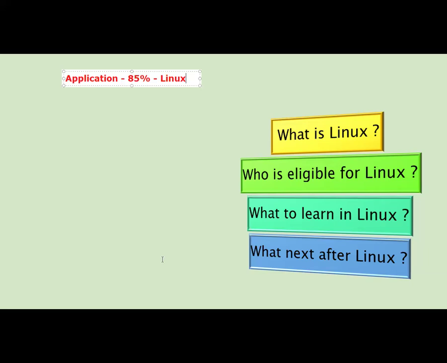Okay. Now let us move to some other questions here. Who is eligible for Linux? Again, like for CCNA, you don't need any basic knowledge. If you have zero knowledge, you can learn Linux from scratch up to the advanced level. There is no eligibility here. There are no prerequisites needed. If this is day one for you, you started learning Linux server administration from today.